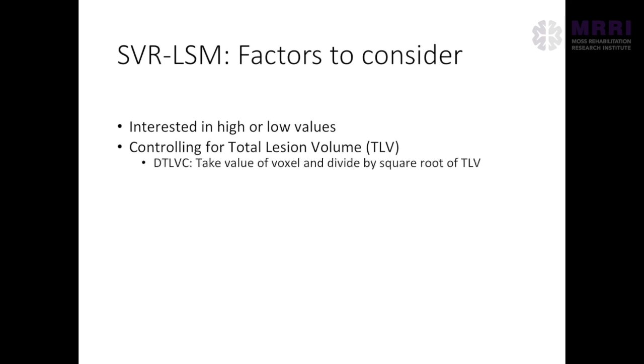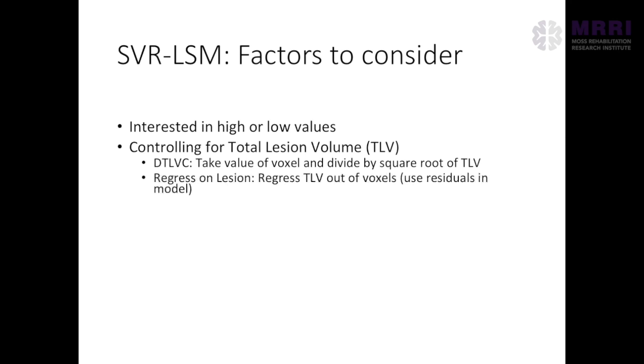As I mentioned last time, there are a couple of different ways you can do this. The first is DTLVC, which stands for Direct Total Lesion Volume Control. What you're doing there is trying to minimize the effect of larger total lesion volumes by taking the value of the voxel and then dividing that by the square root of total lesion volume. Now, one problem with this approach is that if the voxel is not lesioned, the value is zero, which means you're not really controlling for the total lesion volume across the entire brain, but only those voxels that are lesioned.